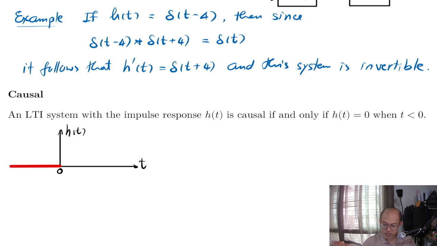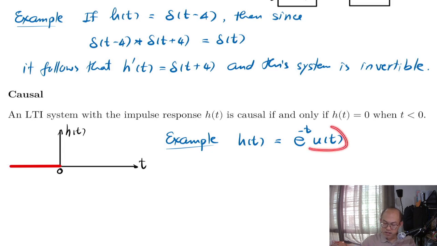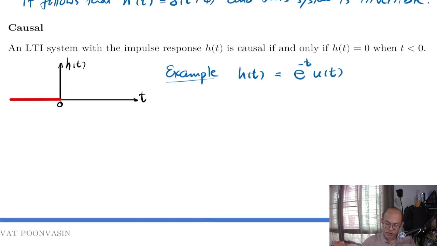For example, the impulse response of the system is equal to e to the minus t u(t). Now, because of the function u, we know that h is 0 when time is negative. So h is 0 when time is negative. So this system is causal.